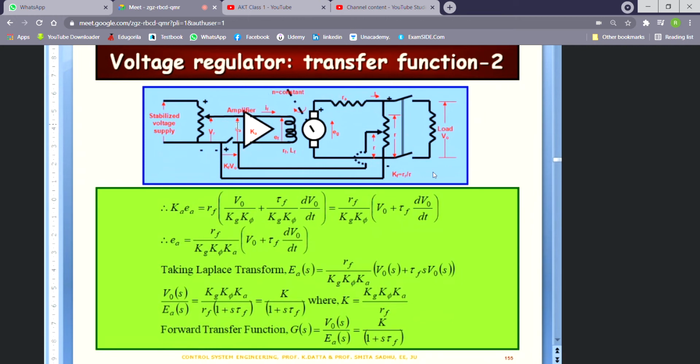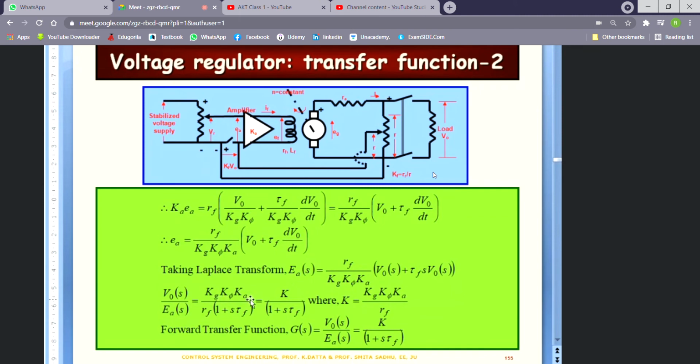So we are trying to build a transfer function for the forward path. What will the transfer function for the forward path be in terms of? It's going to have VO at the output and EA at the input. So the transfer function of the forward path only is what we are looking at, that is VO(s) by EA(s). That comes directly from this expression, you can see.